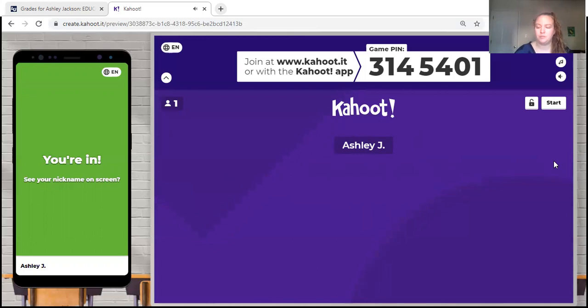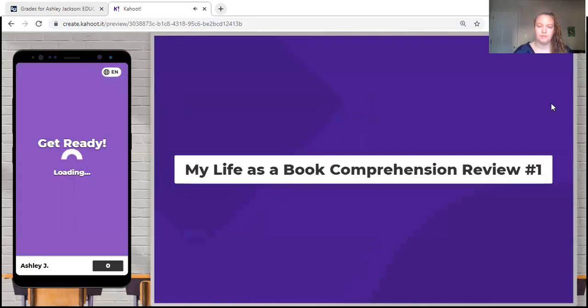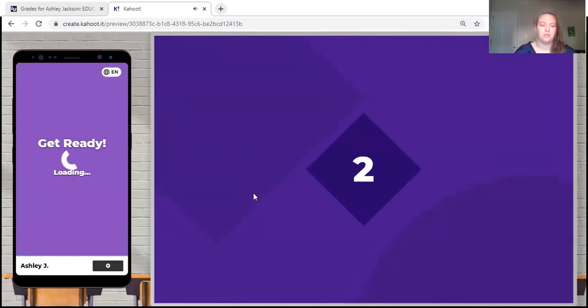When they're choosing, they'll have a triangle that would equal red, the diamond is blue, the circle is gold or yellow, and the square is green. Students will need to be able to see your screen, because all they're going to see is the colors on their screen. All right, so we're going to get started. This is a comprehension book review for My Life as a Book.